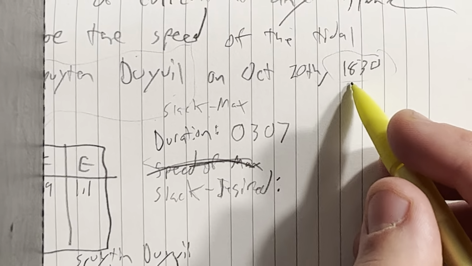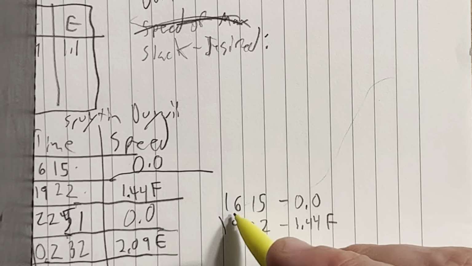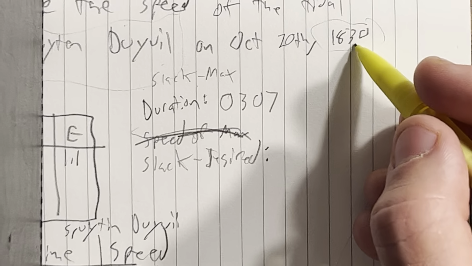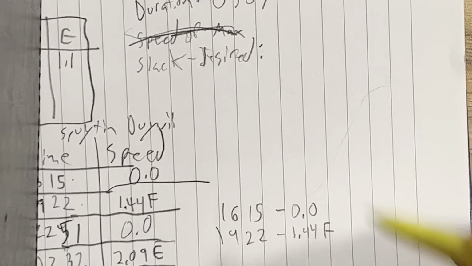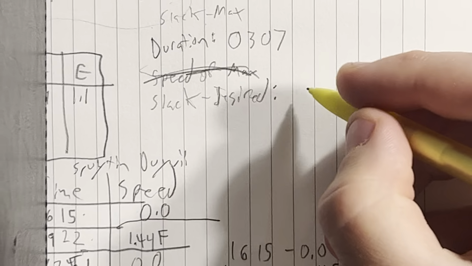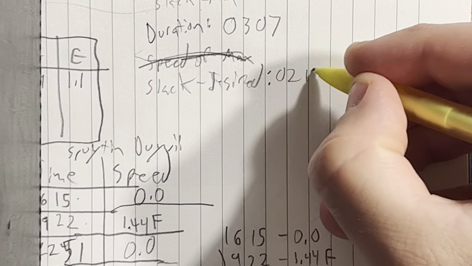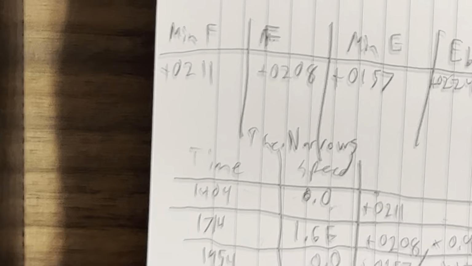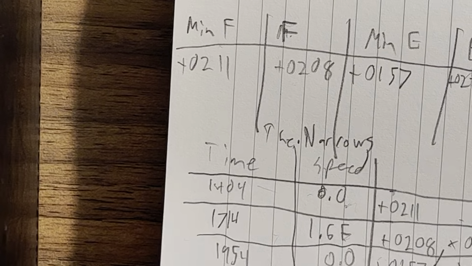And then the interval between slack and desired is 16:15 to 18:30. So that is 2 hours, 15 minutes. So those are the two numbers we'll be plugging into the table.